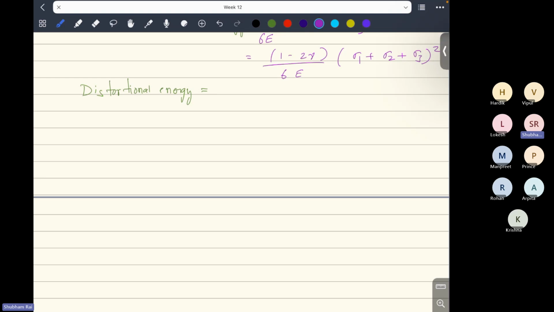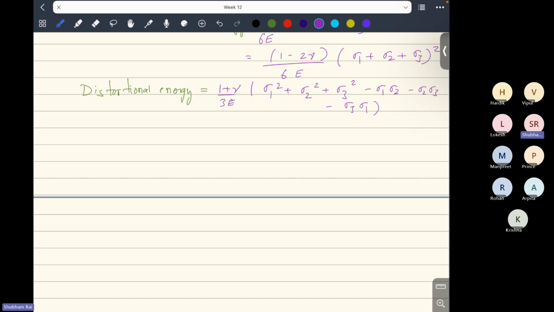So the generalized expression, in terms of principal stresses, distortion energy is (1 plus nu) by 3E, right? And you have sigma 1 square, sigma 2 square, sigma 3 square, minus sigma 1 sigma 2, minus sigma 2 sigma 3, minus sigma 3 sigma 1. So that's what you have.